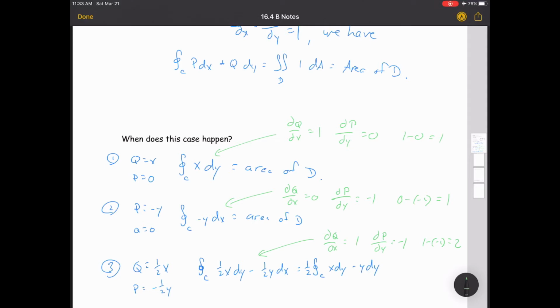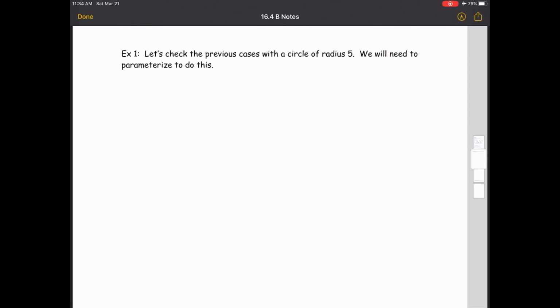Q could be a fourth of x, and p would be negative 3/4 of x. Or q could be a third of x, and p could be negative 2/3 of x. As long as what you get when you do the subtraction of those fractions adds up to 1, it will be okay. All right, so let's look at a couple of examples here to show just why this actually works, and to show that doing Green's theorem in reverse actually does give us what we're looking for.